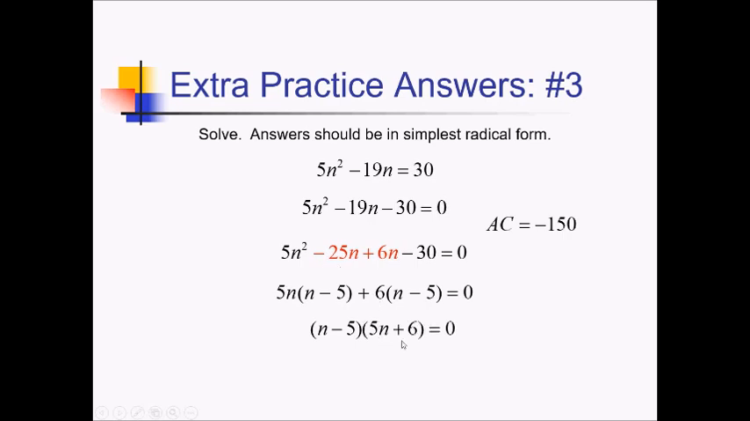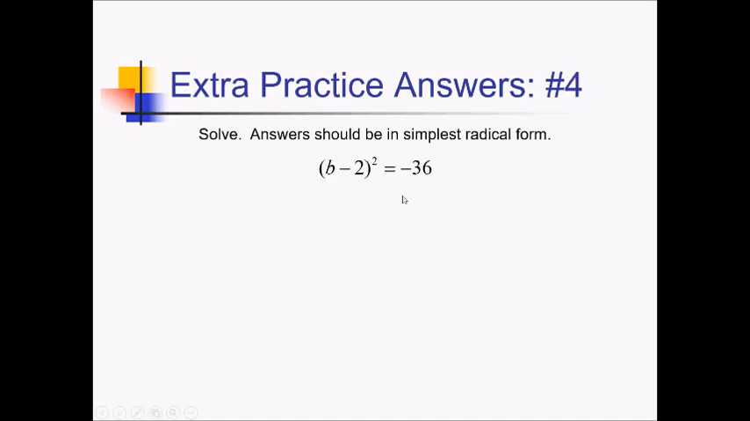And now just setting each of these equal to 0 and solving, for this first parentheses, n must equal 5. And on the second parentheses, we have to subtract 6, divide by 5 to get negative 6 over 5.